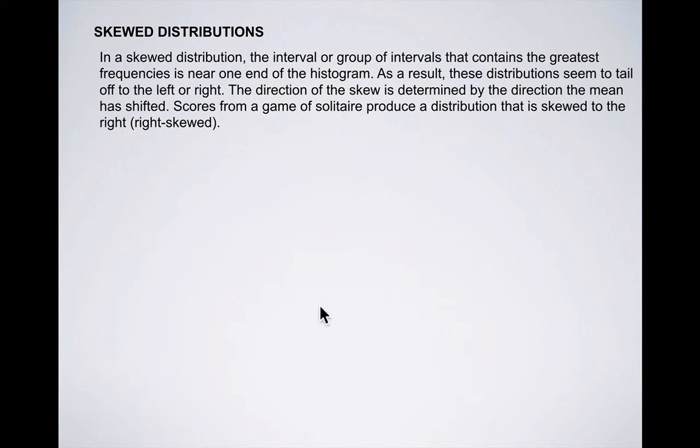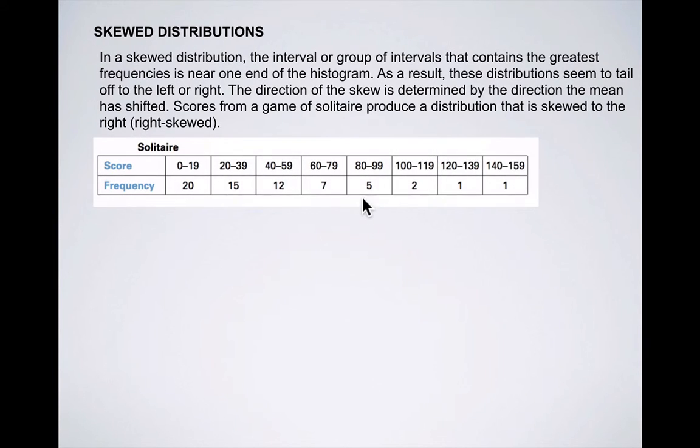Skewed distributions. Now, in a skewed distribution, one end of the range has a greater frequency than the other end of the range, and it seems to tail to the left or to the right. So if we take a look at the data here, we see that in a game of solitaire, a score of 0 to 19 is very frequent. And then as you move up through these classes, you see that the frequencies start to drop.